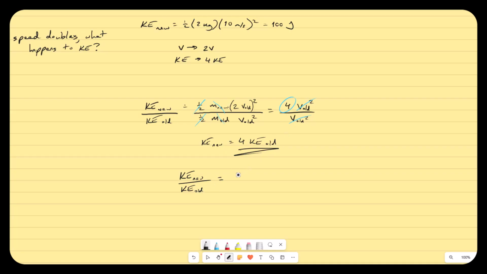we're going to end up with a 9, because this is going to be 3 squared. So if v gets tripled, then our kinetic energy gets multiplied by 9. It's just a way of being able to solve some of these problems.